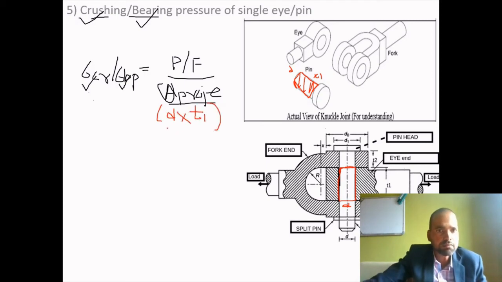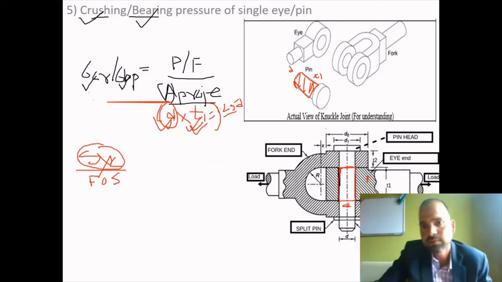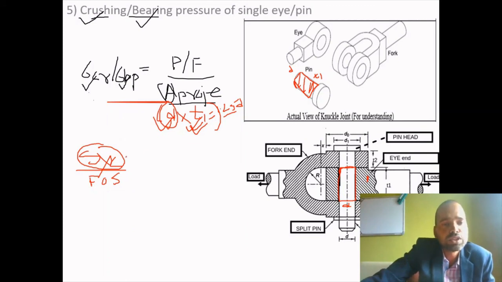Now again, D is known, T1 is also known. So from this equation, you can put diameter D here and calculate T1. Or, as T1 is directly given as 1.25 times D, you can put both values of D and T1 and calculate the crushing stress. Now what do we have to do with that? Crushing stress or bearing pressure is always SYC upon factor of safety. SYC depends on the material of the single eye, because we are calculating crushing of the single eye.